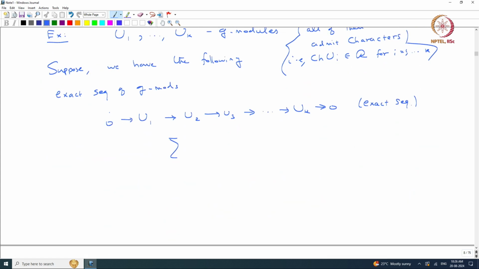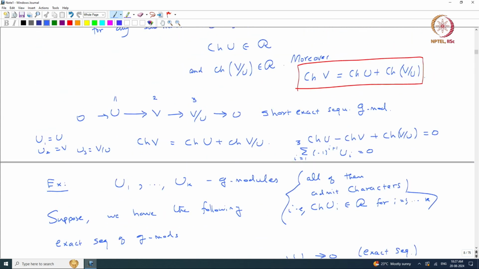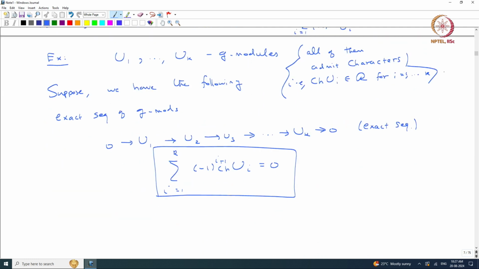If you interpret it that way, then for a long exact sequence, the sum of (-1)^{i+1} times the character of u_i, i ranging from 1 to k, should be 0. This indeed follows from what we have in the length 2 exact sequence. This is something I will prove, and then you can prove the exercise on your own. Indeed, what do you need to prove?